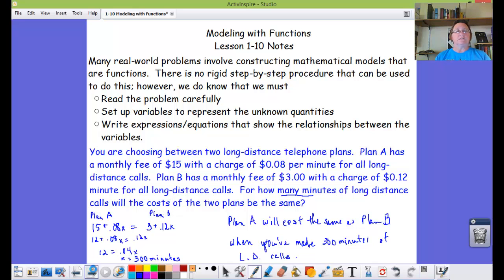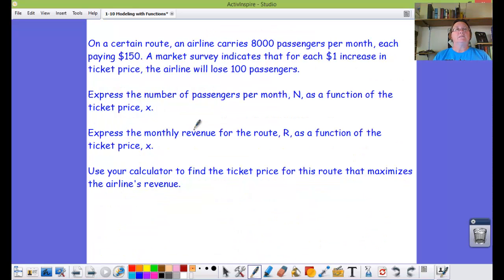We're going to today explore just several other types of word problems. So here's our next problem. On a certain route or flight, an airline carries 8,000 passengers per month, each of them paying $150. A market survey indicates that for every $1 increase in ticket price, the airline loses 100 passengers. Our job, folks, is to find, bottom line, the ticket price, that's going to be the x in this, for the route that maximizes revenue.